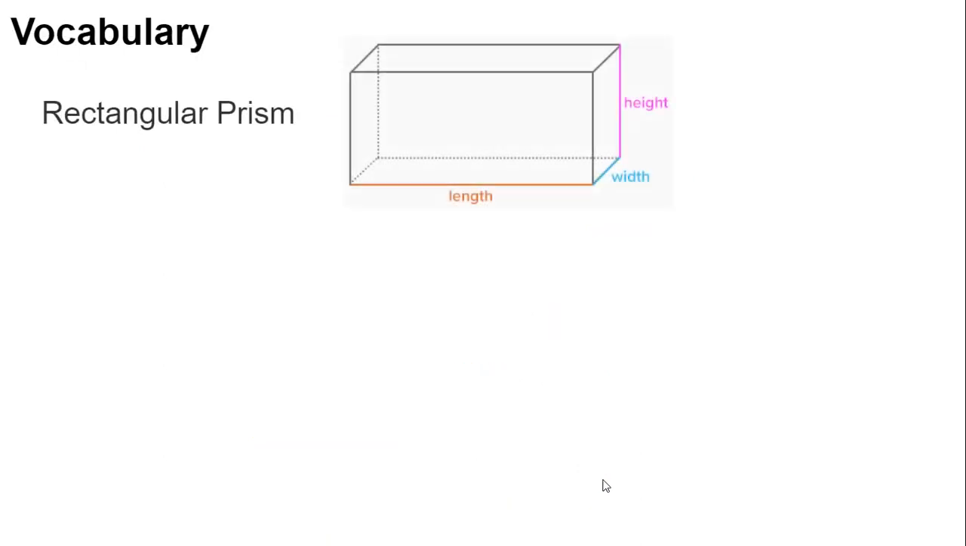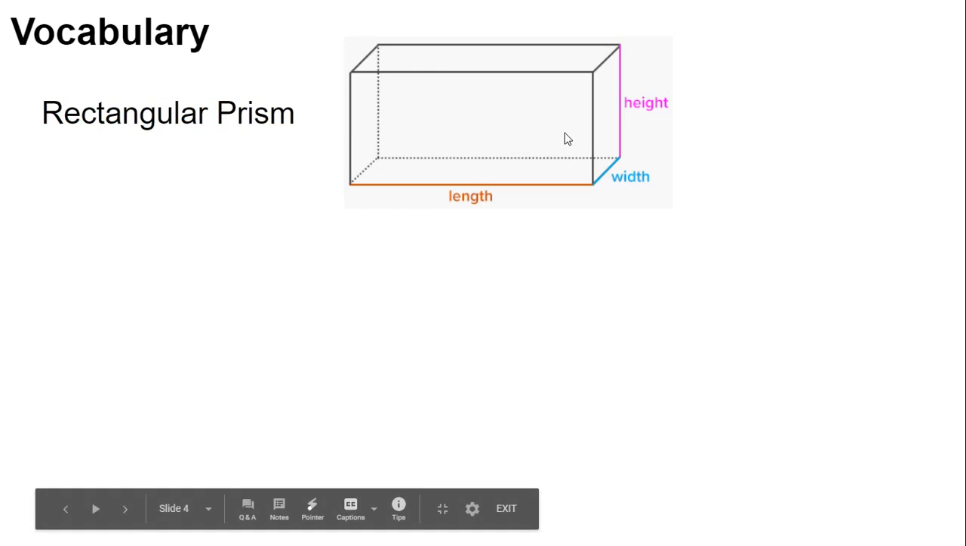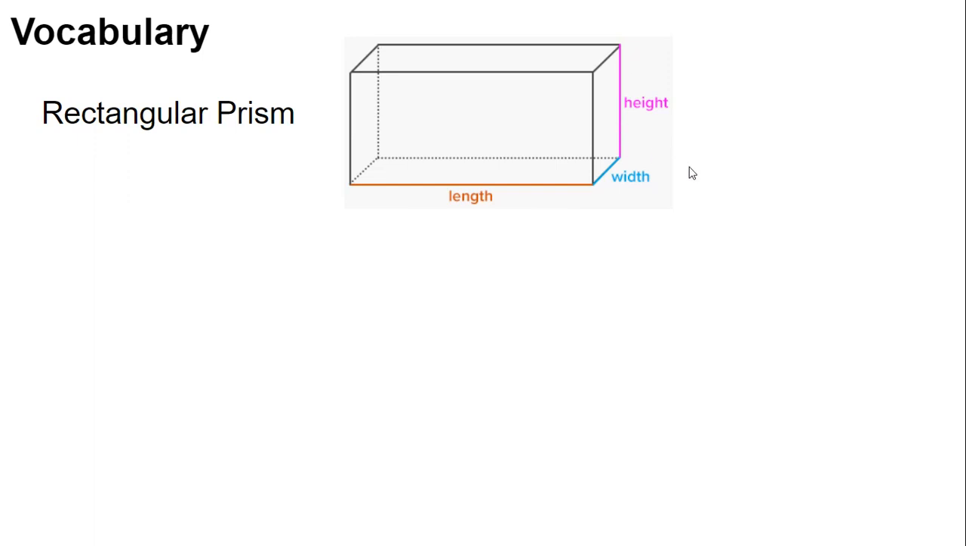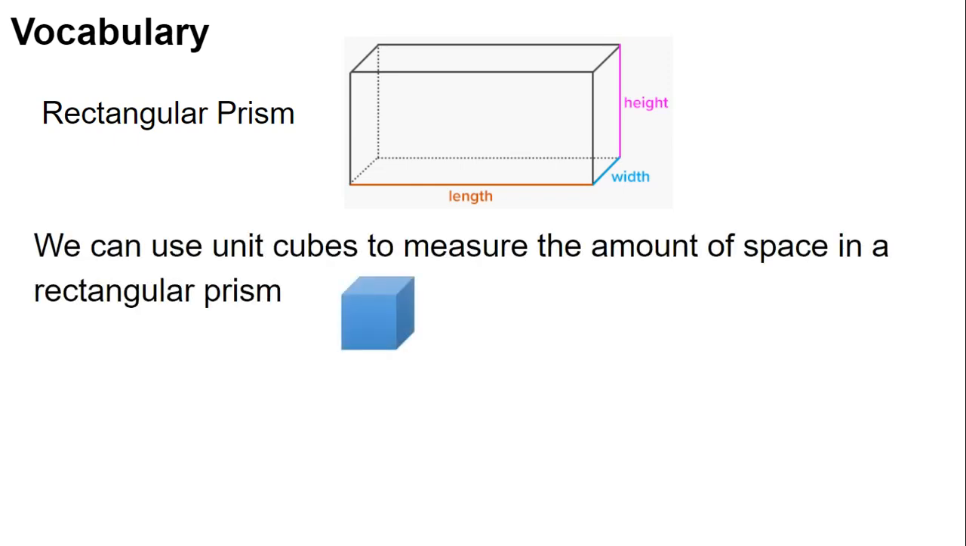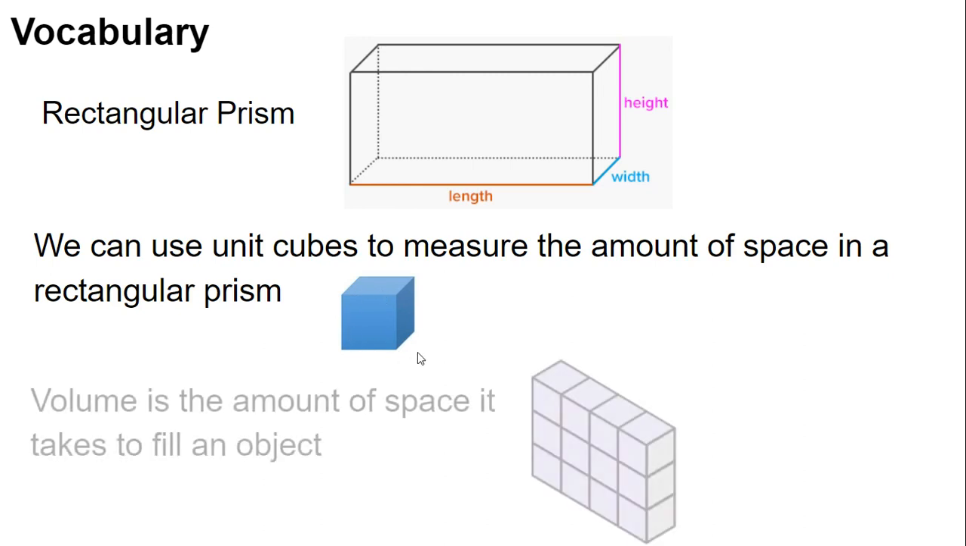Now let's review some vocabulary. Here we have a rectangular prism. This is a 3-dimensional figure, which means that there's space inside. Here we have our length, our width, and our height as our dimensions for our rectangular prism. We can find that space and how much space there is inside our 3D figure by using unit cubes. Here is 1 unit cube. We can fill this rectangular prism with unit cubes to figure out how much space is in there.